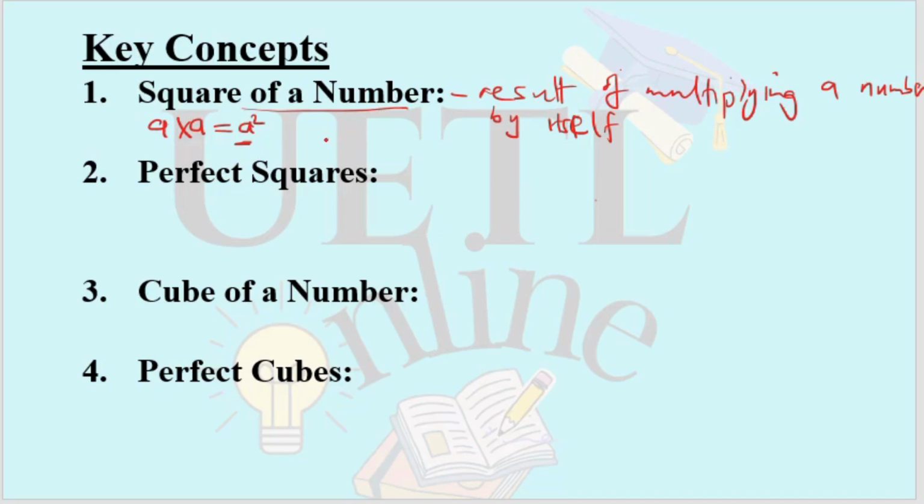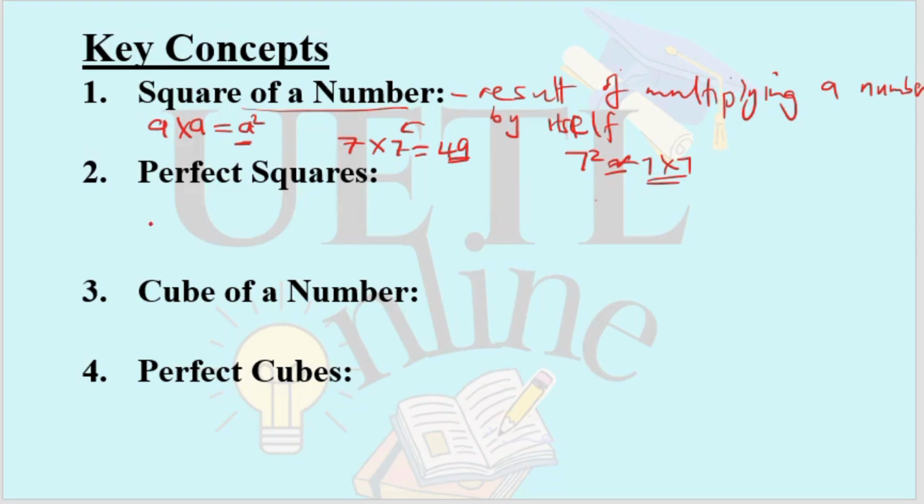Let's say you have a real number, let's say you have a 7. If you multiply it by another 7, you get 49. 49 is the square of 7. You can write it as 7 squared, which means 7 times 7. So this is the concept of the square of a number.